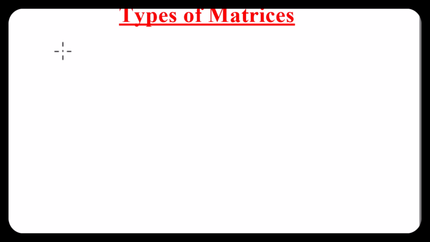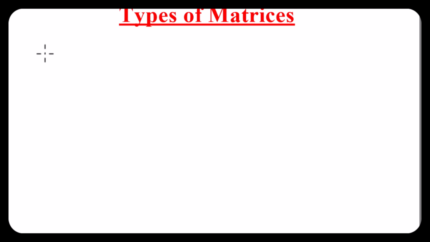Hi, in this video, we'll be looking at the types of matrices. In an earlier video, we already talked about the meaning of matrix. We looked at the order of a matrix and the position of elements or members in a matrix. For this video, we'll be looking at the types of matrices.